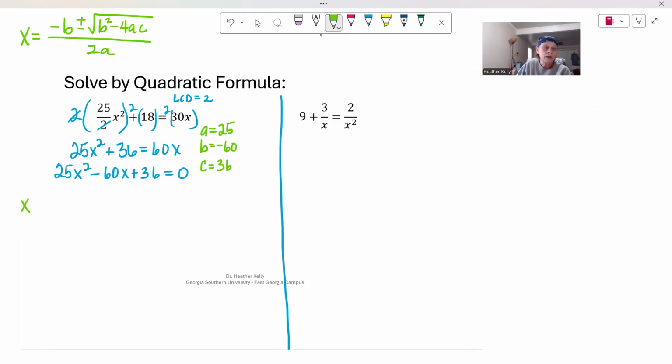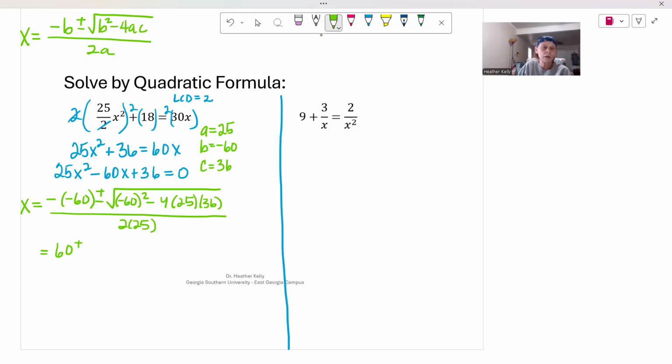All right, here we go. x is equal to negative b plus or minus the square root of b squared. So negative 60 squared minus 4 times 25 times 36, all over 2 times 25. Okay, and then we'll clean that up. So 60 plus or minus the square root of some stuff here.